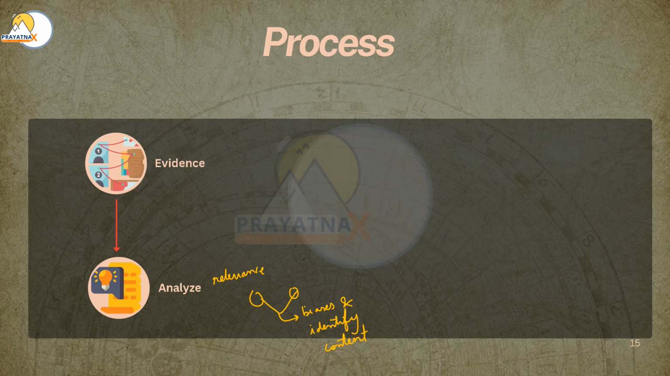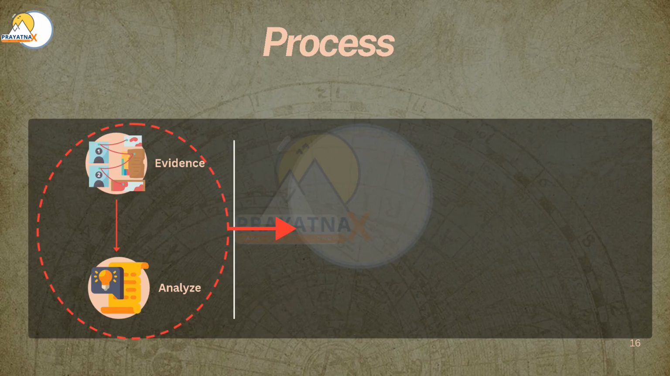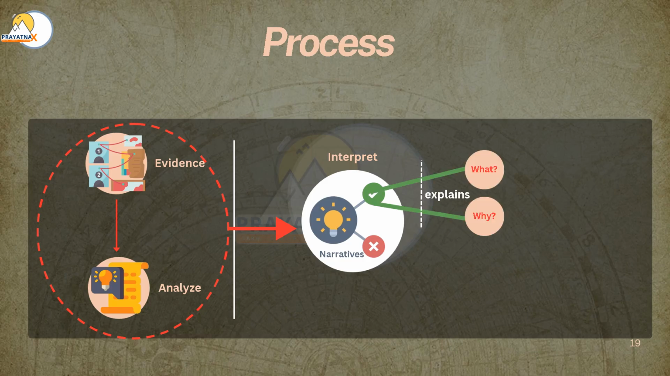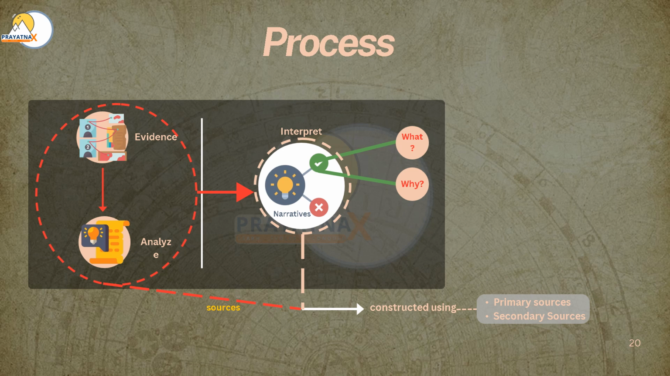Now, once this is done, narratives are constructed, and then they try to decipher which narrative most suits the case, and then they try to explain what happened at that time and why it happened. These particular narratives are constructed using primary and secondary sources. We'll be looking at what these really mean.